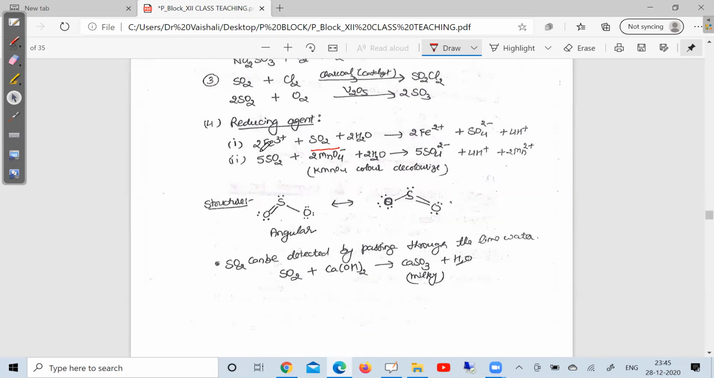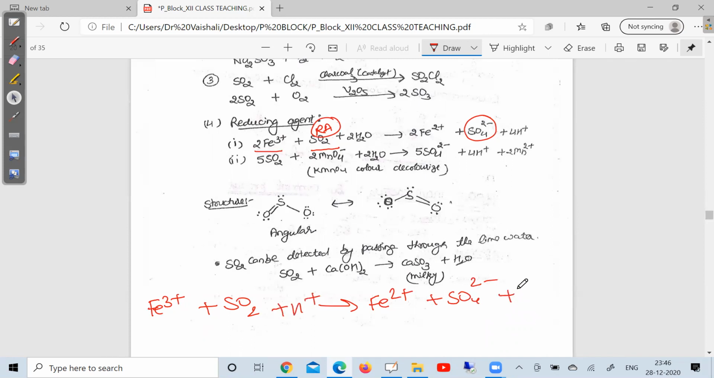Sulfur dioxide treated with Fe3+ ion. What do you mean by reducing agent? Which oxidizes. So it oxidizes itself into sulfate anion and Fe3+ is reduced to Fe2+. Okay, I'm writing over here. Fe3+ reacts with sulfur dioxide gas. Simply you can write Fe3+ gets reduced into Fe2+ and sulfur dioxide gets oxidized into sulfate anion, and this reaction occurs in acidic medium, and then you can balance it through the redox reaction method.